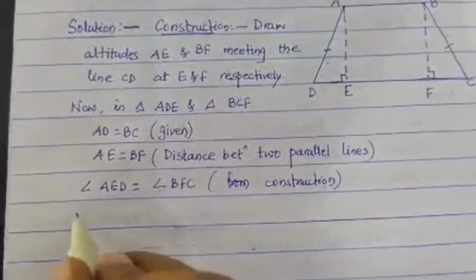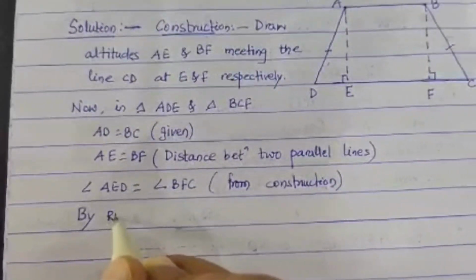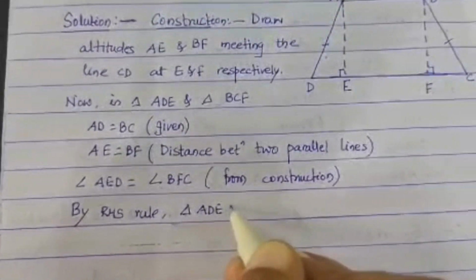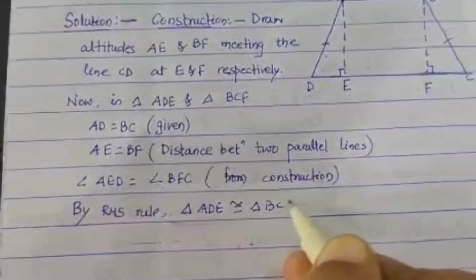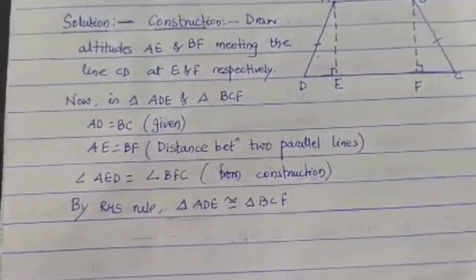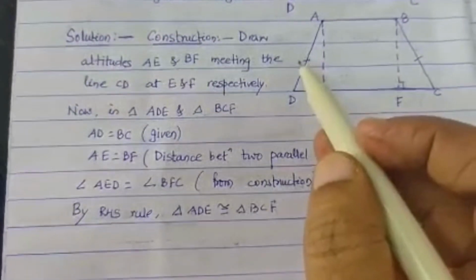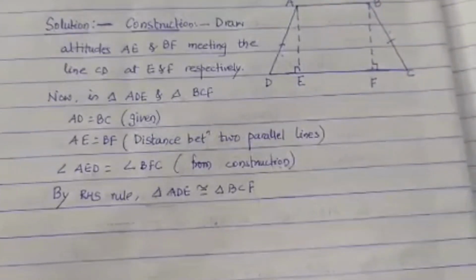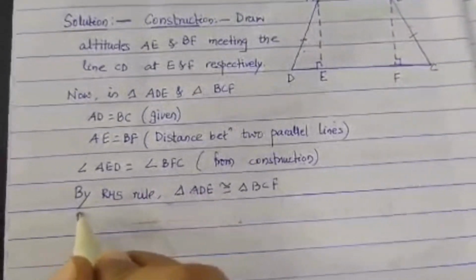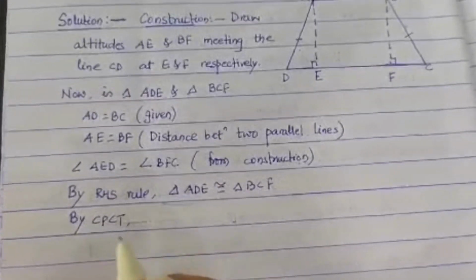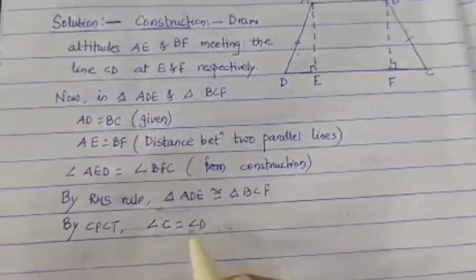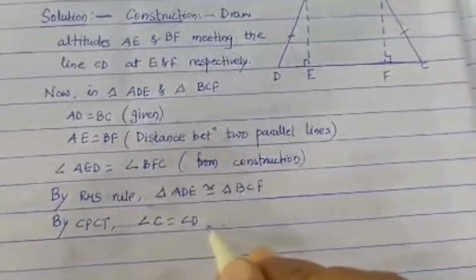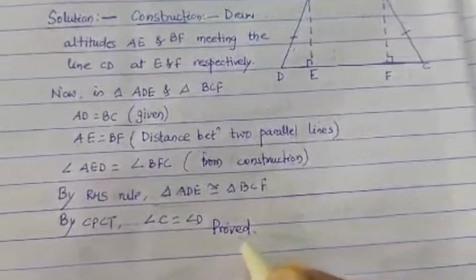That means by RHS rule, we can say triangle ADE is congruent to triangle BCF. We can say the hypotenuse and one side are equal and the triangle is right angled, so these two triangles are congruent. Now by CPCT, we can say that angle C equals angle D. These two will be equal. So one part is proved: angle C equals angle D.